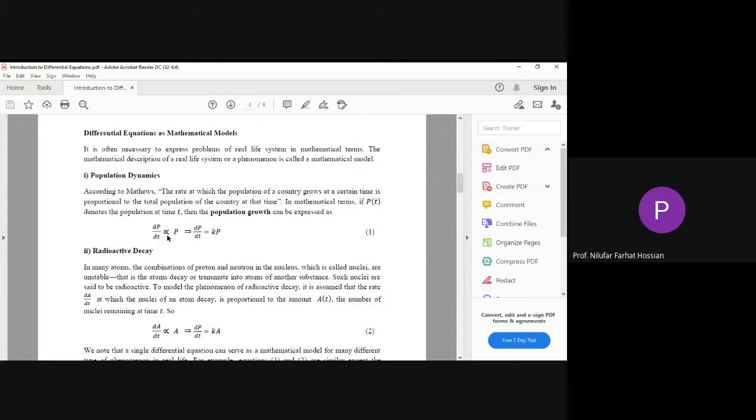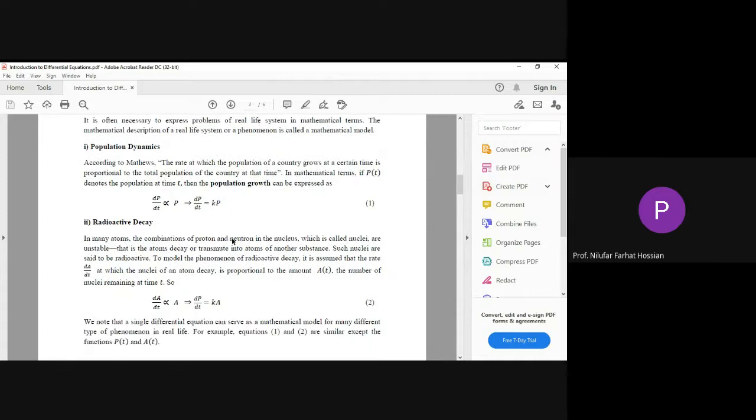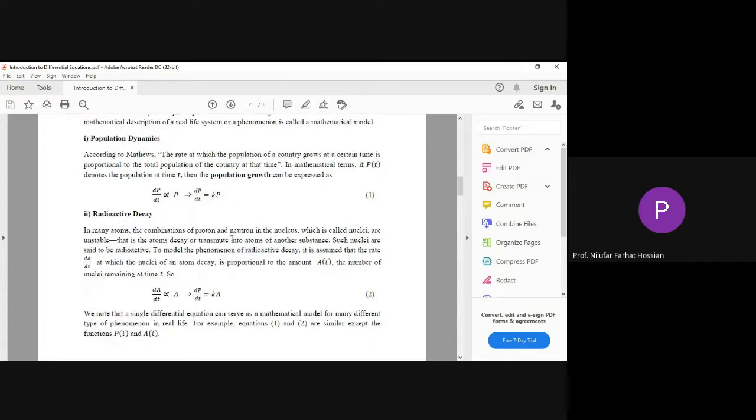dP by dt is directly proportional to P. If you convert it into an equation, it will be dP by dt equal to some constant times P, and this is a first order differential equation. So you see, according to this theory, you are getting a differential equation which will help you to find the rate of change of the population growth of a country at a certain time.